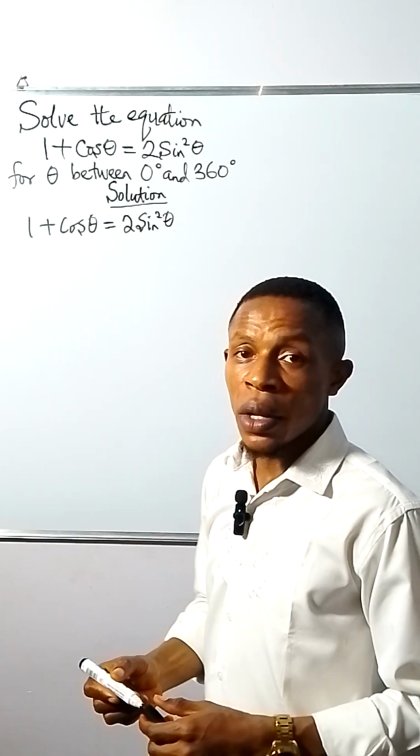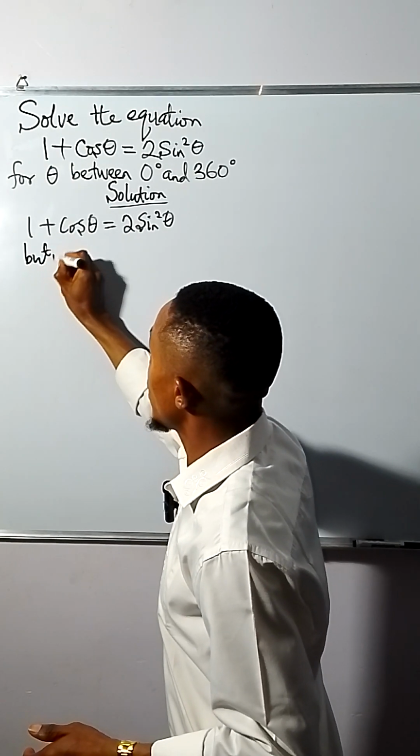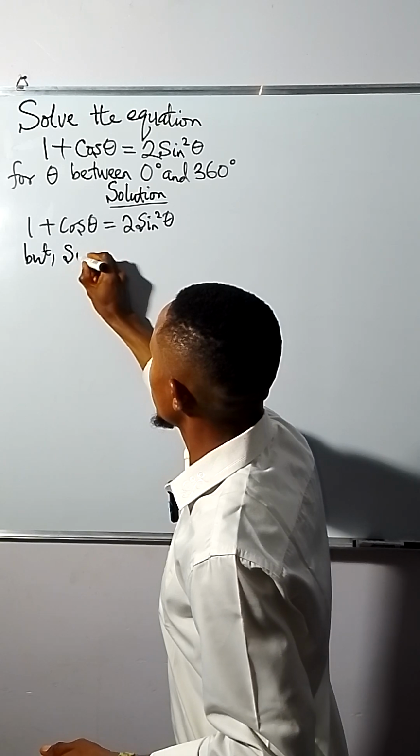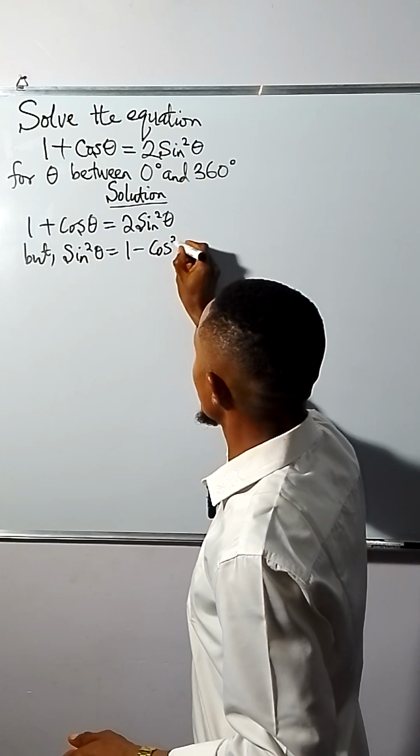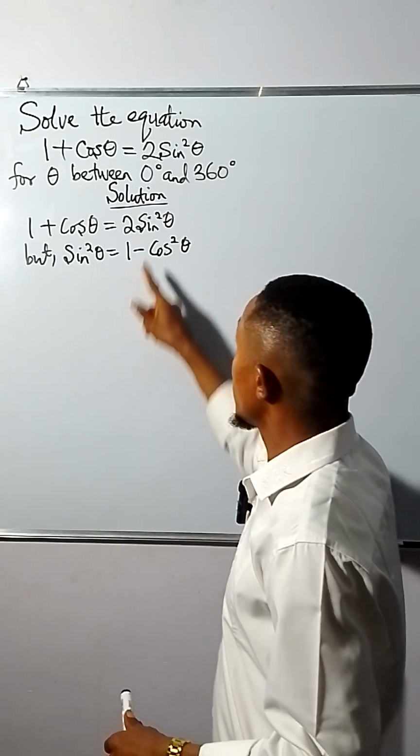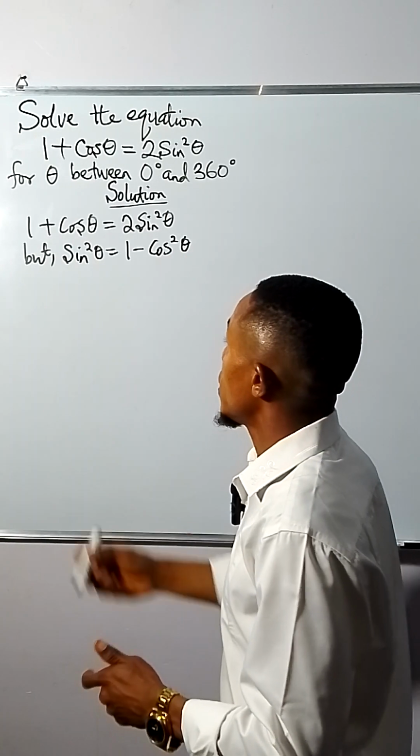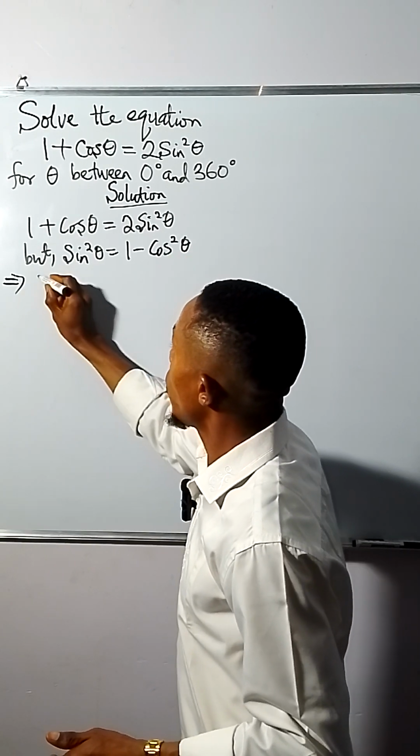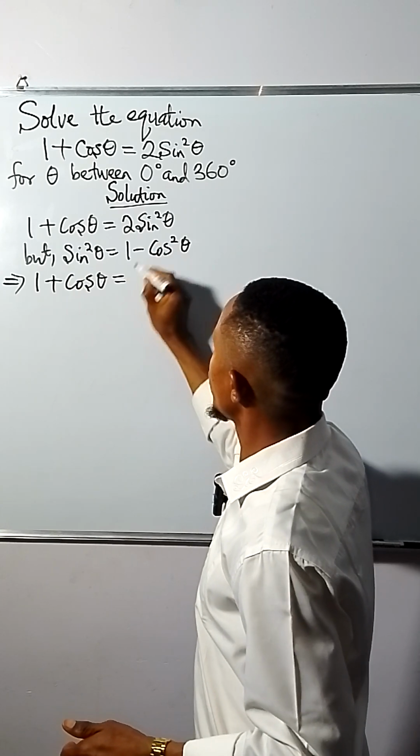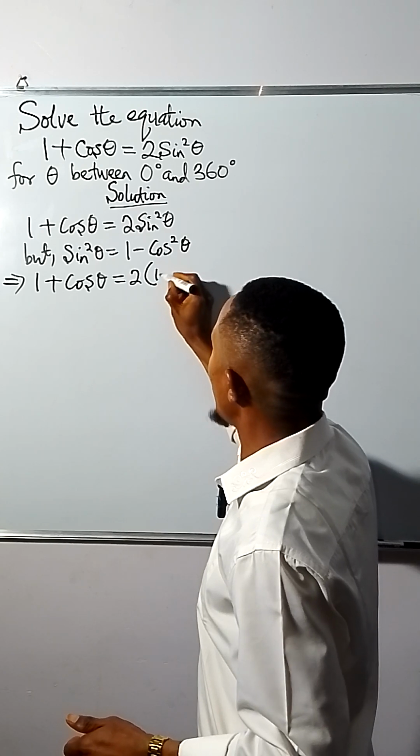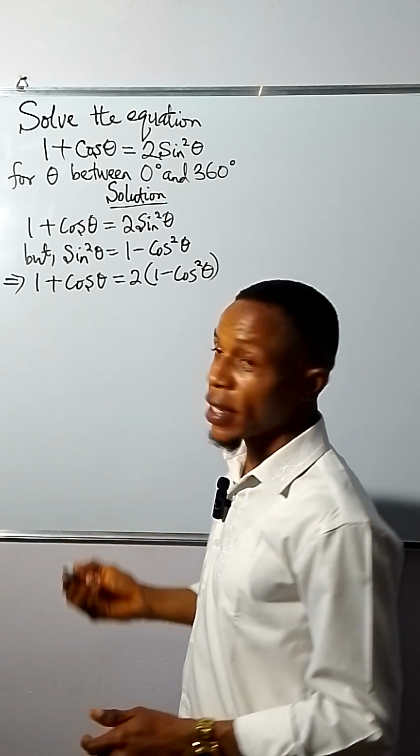This is the question. But we know a relation in trigonometry that says sine squared theta is the same as 1 minus cos squared theta. So where I have sine squared theta, I'm going to substitute it with 1 minus cos squared theta. That means my equation will turn out to be 1 plus cos theta equal to 2 into 1 minus cos squared theta.